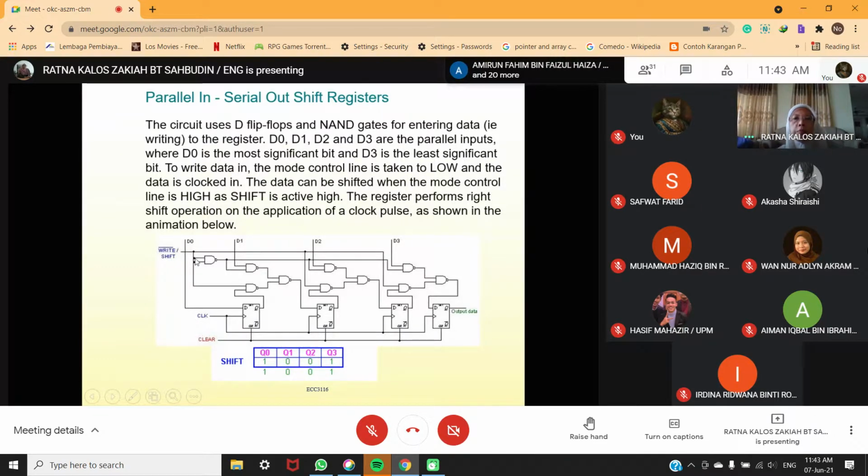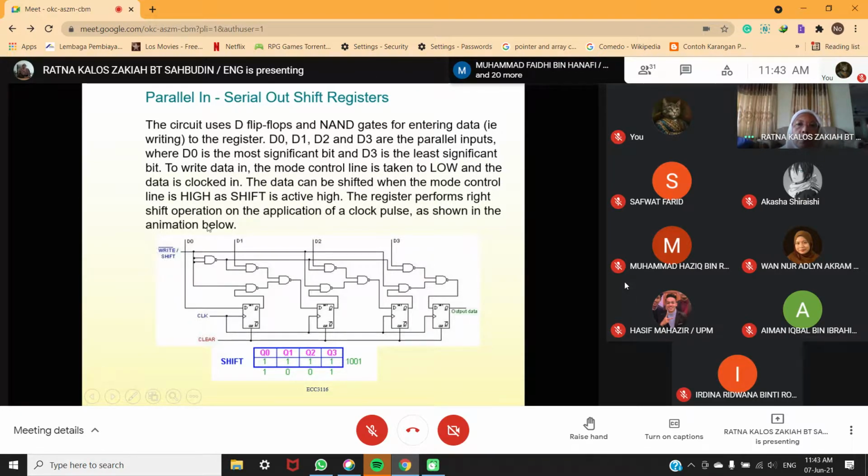Okay, now here D0 is the most significant bit and D3 is the least significant bit. To write data in, the mode control line is taken to low and the data is clocked in. The data can be shifted when the mode control line is high. Why? Because look here, there is no bar on shift.